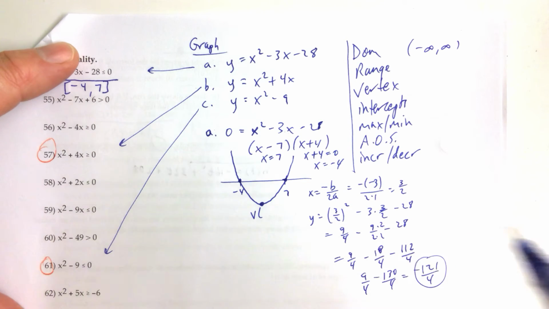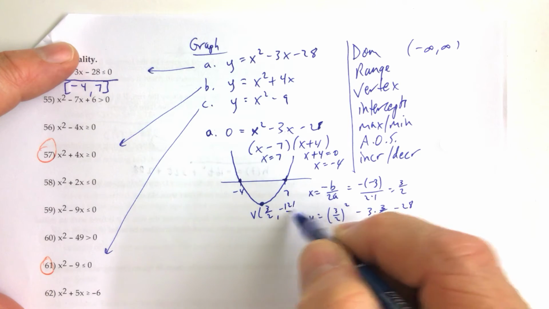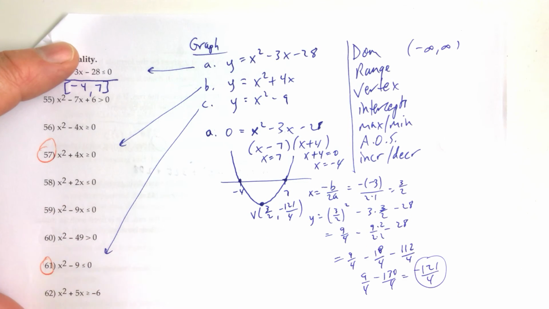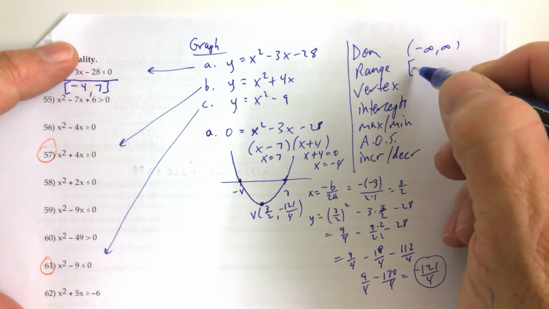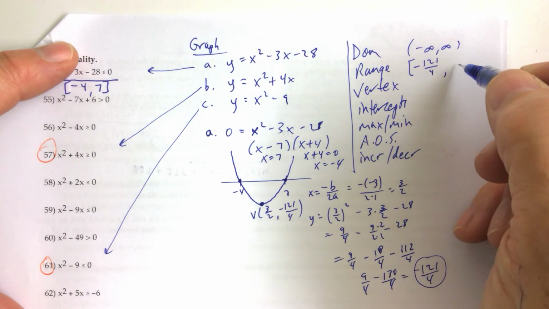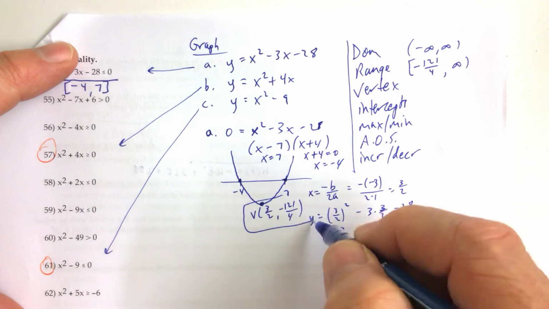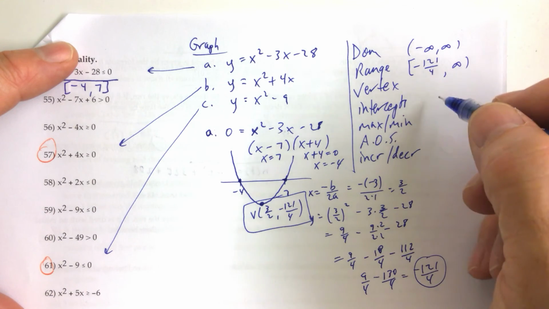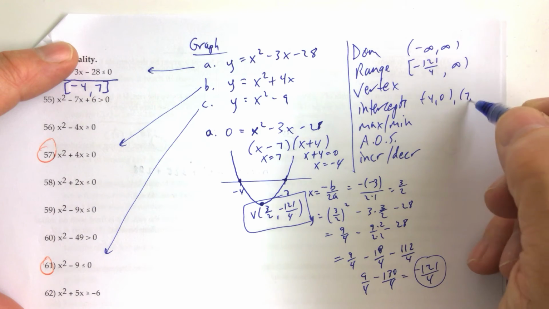So not really excited about that, but nevertheless, negative 121 over 4. The other two are going to be a lot easier than this one. So the range then would be from negative 121 over 4 to infinity. The vertex, we already have that down here. The intercepts, we have negative 4, 0, and 7, 0.